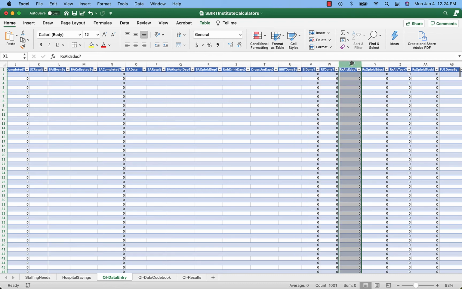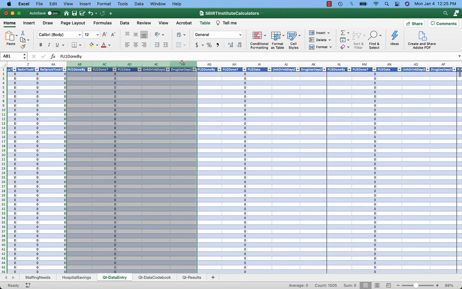For patients who are alcohol dependent, you'll complete columns X and Z on whether patients received education on pharmacotherapy and whether they took at least 1 dose of medication. Same thing for opioid dependence in columns Y and AA. The remainder of each row is for entering data on follow-up visits. The worksheet can accommodate up to 9 follow-up visits for each patient. For each follow-up visit, you'll record who conducted the visit, whether it was completed, the date of the visit, and the 2 outcome measures: the number of unhealthy drinking days in the last 7 days, and the number of days of drug use in the last 7 days.